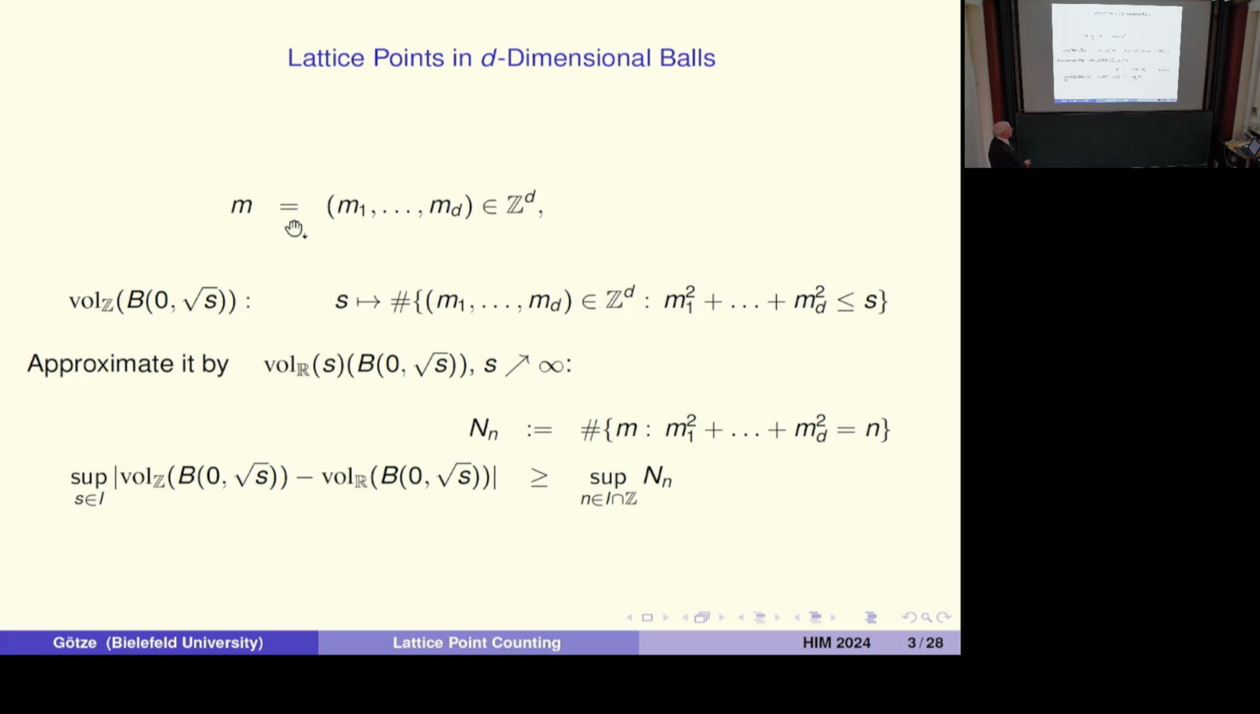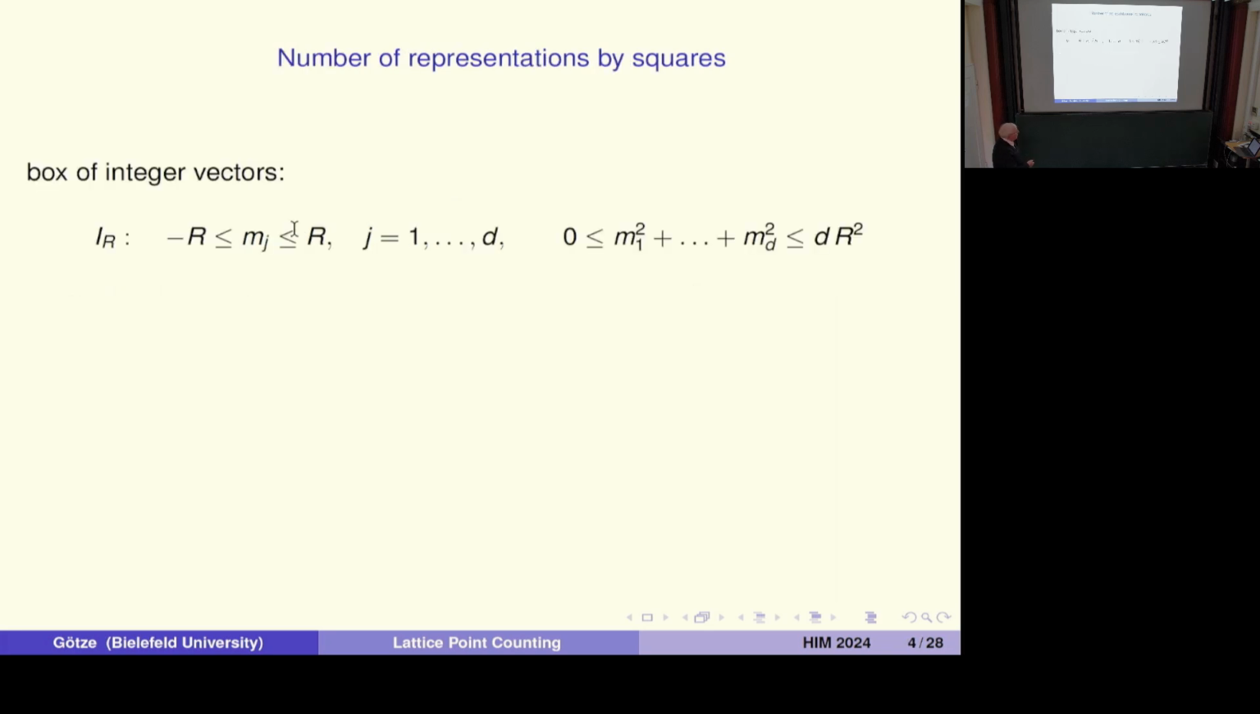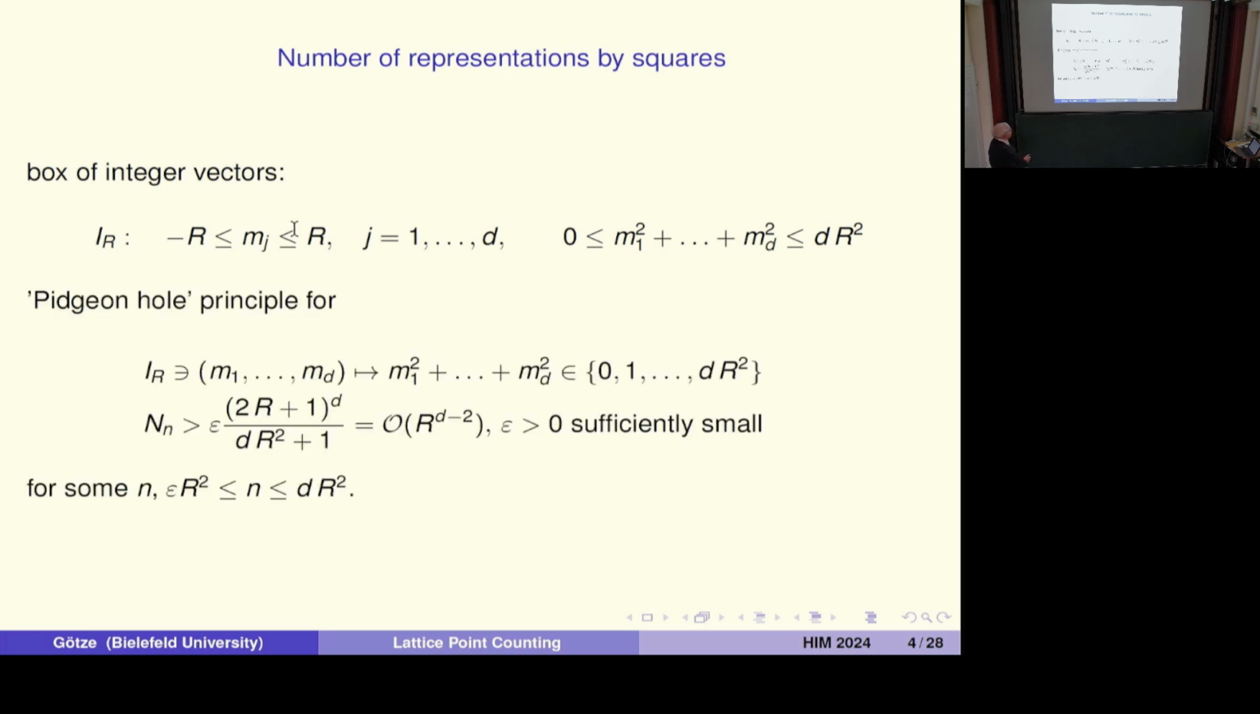And in order to find now a lower bound, you have to know something about this number of lattice points on the boundary of a ball. And that is a very simple observation. This is the pigeonhole principle. You take a big cube of lattice points in R^d, between minus R and R, and look at the value of this Euclidean norm squared on this big cube. So it ranges from 0 to d R squared on the cube. And now you apply the pigeonhole principle.